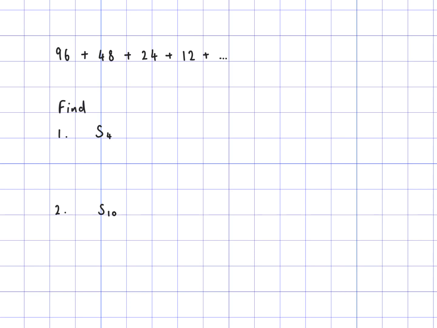Again, I have a geometric series here. So here you can see that the common ratio is to multiply by half. And I need to find the sum of the first 4 terms and the sum of the first 10 terms. Okay, so I'm just going to use the formula for that.